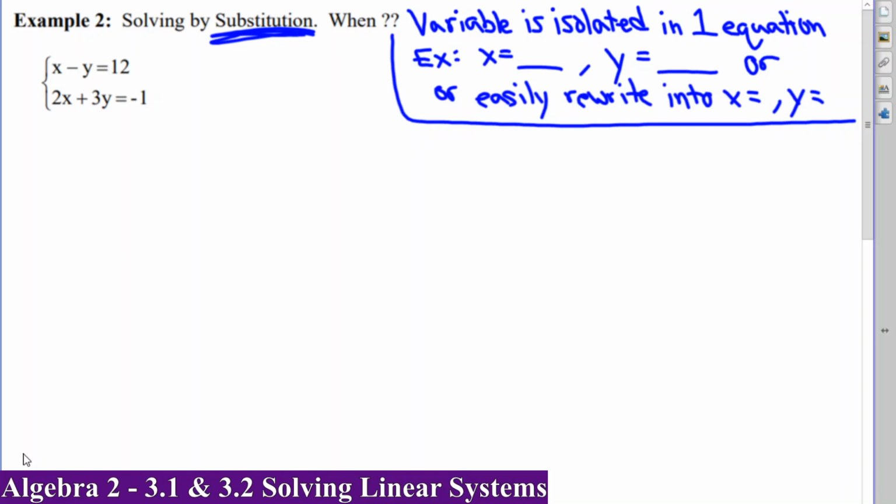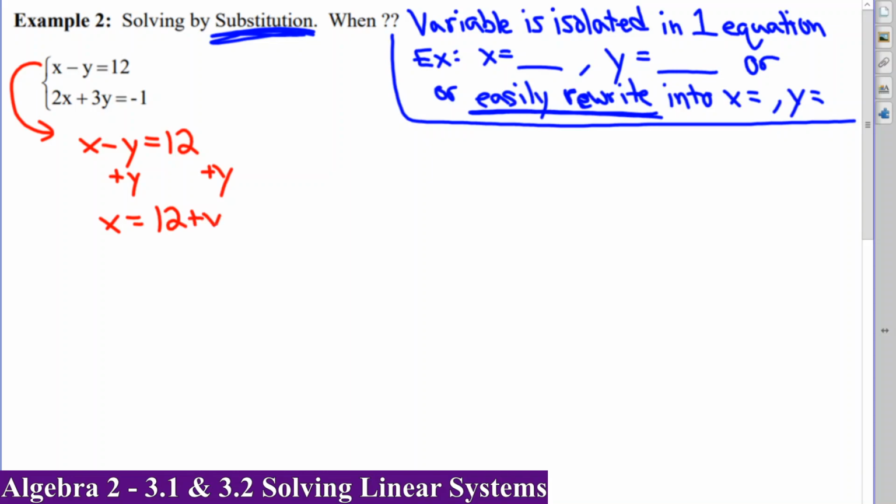So when I look at the first example here, we don't have a variable isolated, but we can easily rewrite one of those two equations into the form x equals or y equals. If I look closely at that first equation, x minus y equals 12, I could add y to both sides, and I could get x equals 12 plus y. Now I can take everything on this side of my equation and substitute it in for x in our second equation. So we're going to replace the x in the second equation with 12 plus y. We are substituting in.